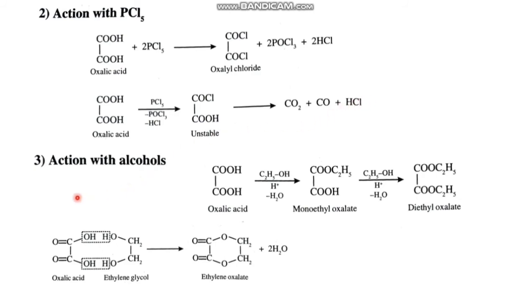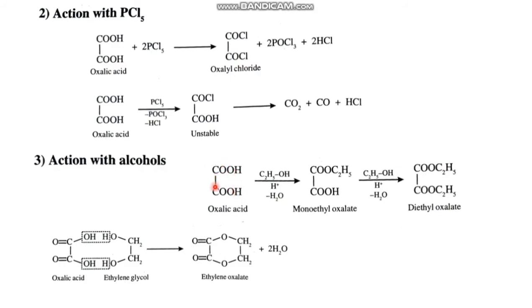Then the third reaction, action with alcohol. Here this oxalic acid reacted with ethanol in the presence of a small amount of acid, H plus. It is a concentrated acid, concentrated H2SO4. First we get monoethyl oxalate. Then this monoethyl oxalate again reacted with another molecule of C2H5OH. We get diethyl oxalate. So that is the action of alcohol.